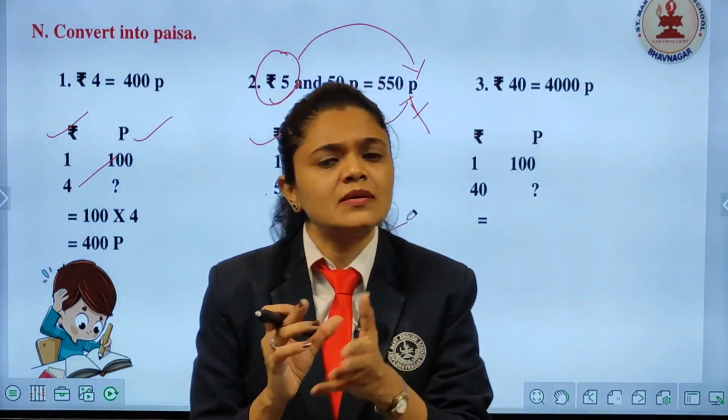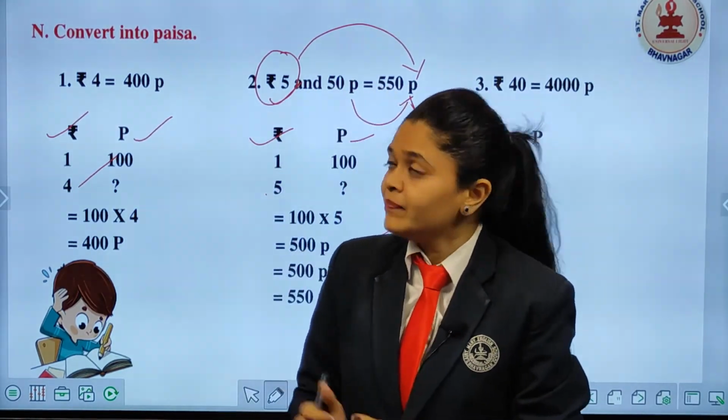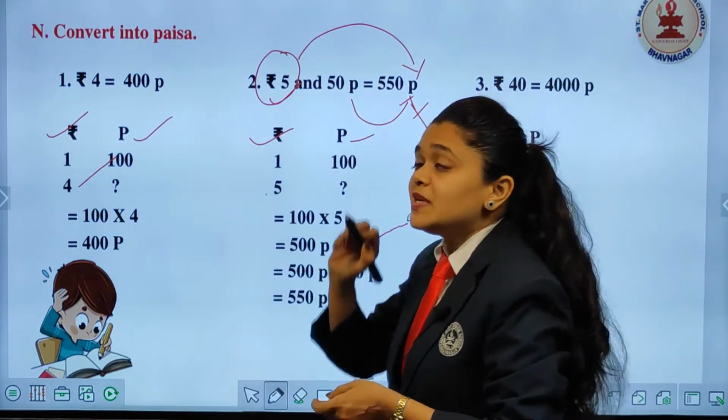Now here our sum is not yet over. Why? Because this 5 rupees we have already converted. Now what about this 50 paise? We will directly add it with this 500 paise. That is 500 paise plus 50 paise gives us 550 paise. Very good children, everyone have noted down? Good. Now the next one.